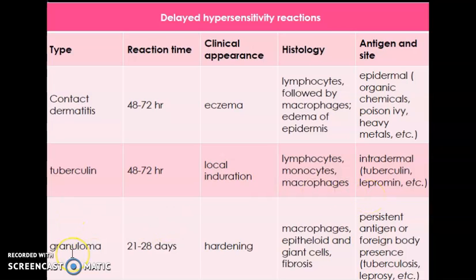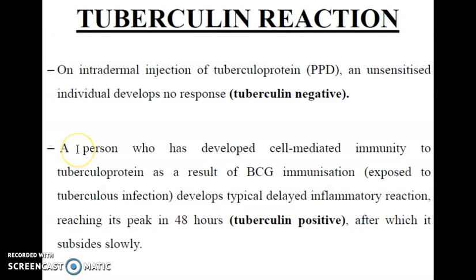And in the type granuloma, the reaction time is between 21 to 28 days. And there is hardening of the area, and the histology includes macrophages, epithelioid, and giant cells, and fibrosis is also observed. And the antigen and site, there is persistent antigen or foreign body presence in the case of tuberculosis and leprosy. Let's see what's happening in the case of tuberculin reaction.